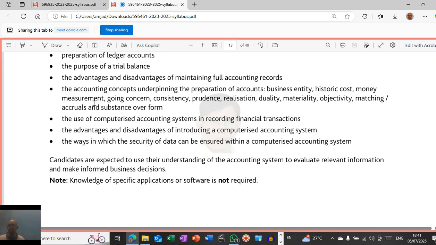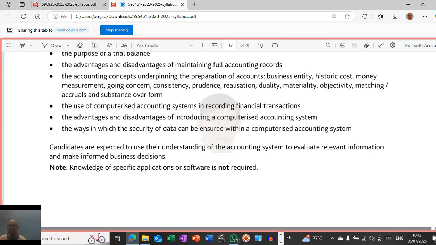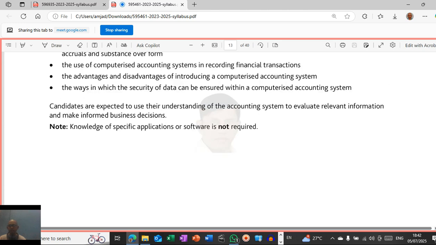The use of computerized accounting systems in recording financial transactions, the advantages and disadvantages of introducing a computerized accounting system, and the ways in which the accuracy of data can be ensured within it. Candidates are expected to use their understanding of the accounting system to evaluate relevant information and make informed business decisions. Knowledge of specific software applications is not required. So you don't have to be familiar with any particular software when you are learning this.